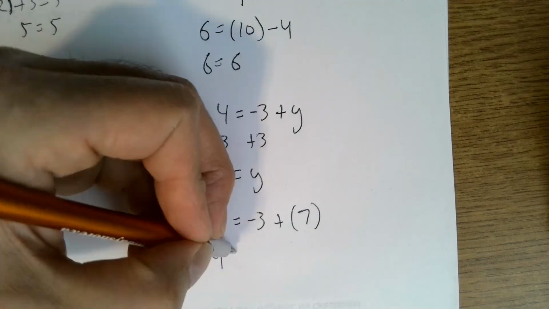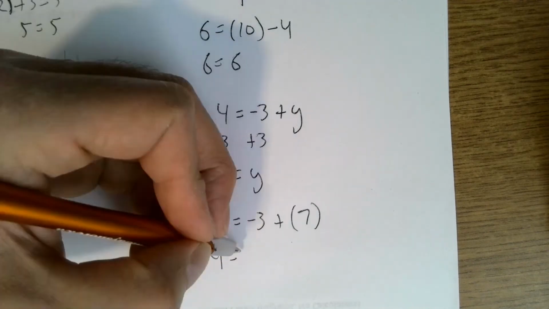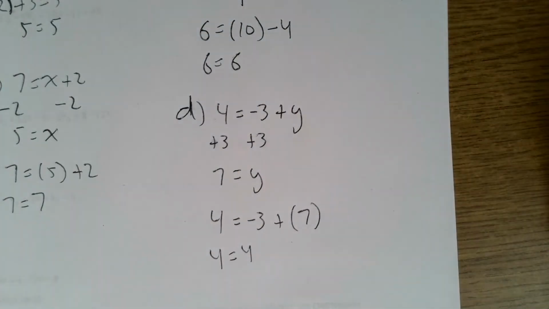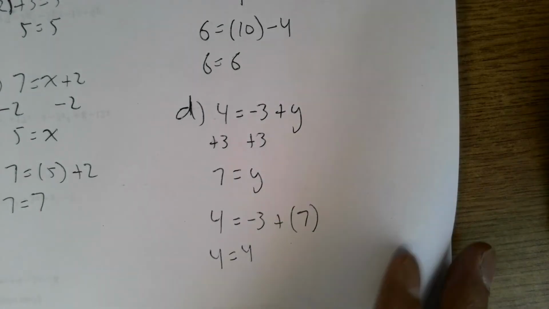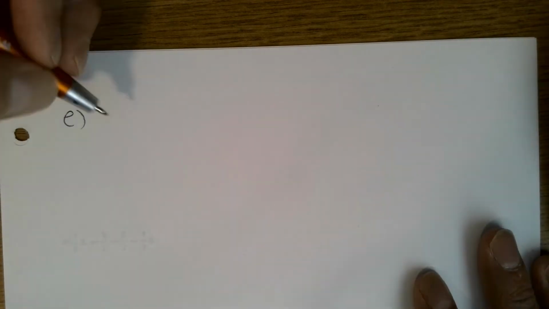4 on the left, negative 3 plus 7 also equals 4, so we did it right. Hooray! Okay, those were all adding and subtracting things on both sides. Let's have a look at something slightly different.